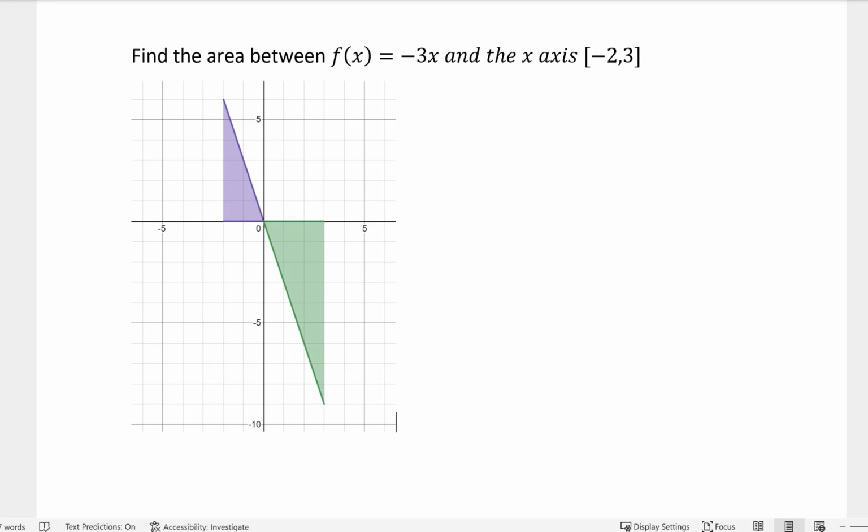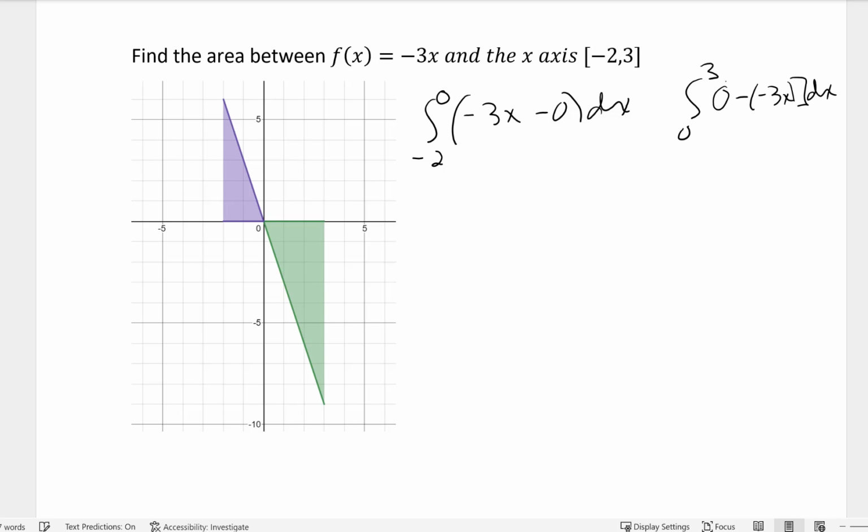In the first piece, which is going to go from negative 2 to 0, I have the negative 3x first and the 0 second. And then in the second piece, which goes from 0 to 3, the x-axis is first, which is 0, and I'm subtracting negative 3x. There's my dx. The two together, we're going to add. So I say the area that was above plus the area that's below gives me my total area.